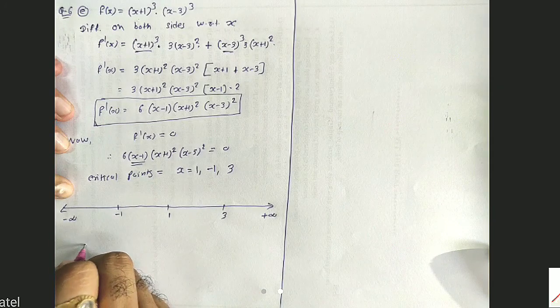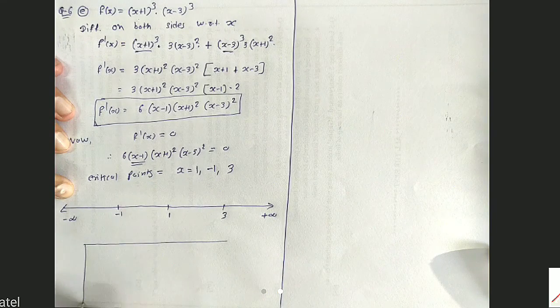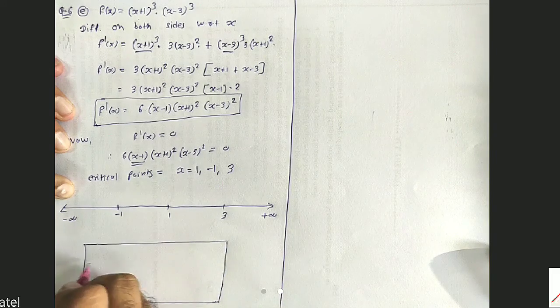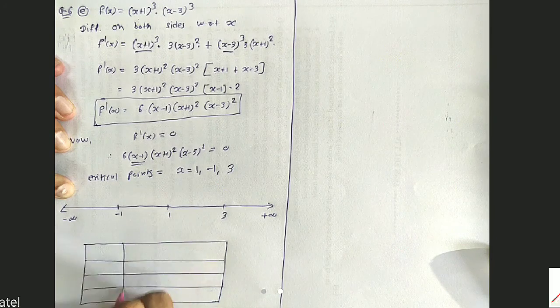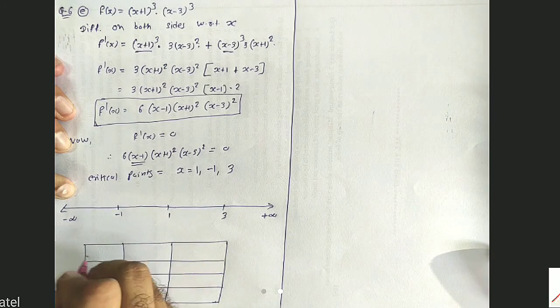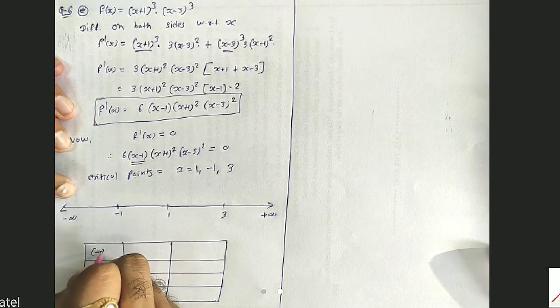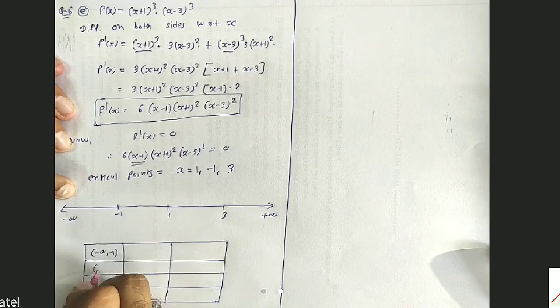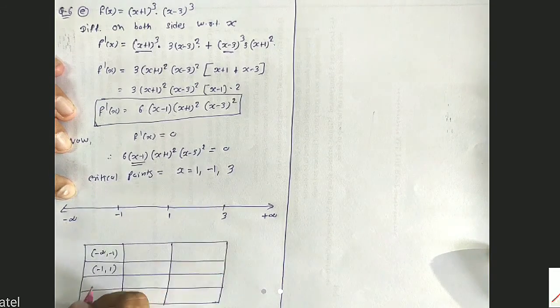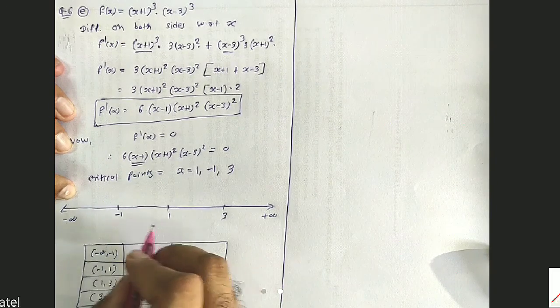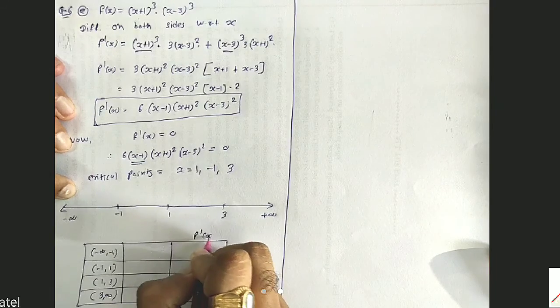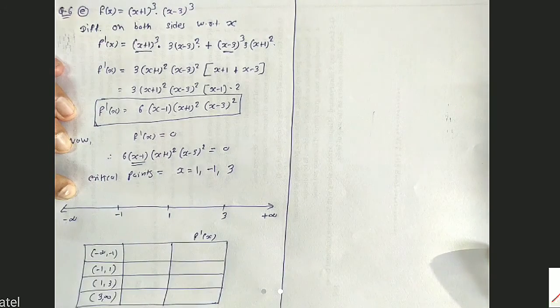So here we have to make a table. Our first interval is minus infinity to minus 1. Then it is minus 1 to 1. Then the next interval is 1 to 3, and the fourth one is 3 to positive infinity. So what we are doing here is checking the sign of f dash x by taking different values in these intervals. Done. So first take any value in the first interval.